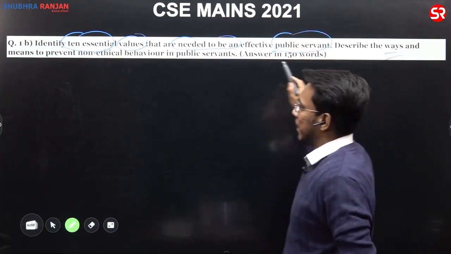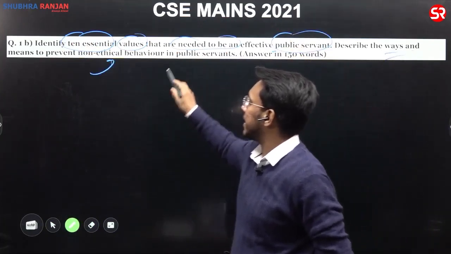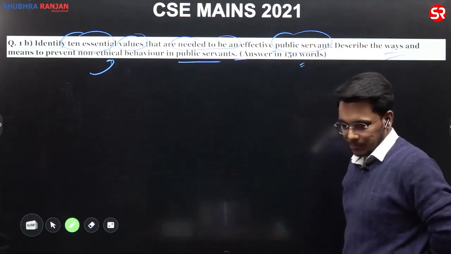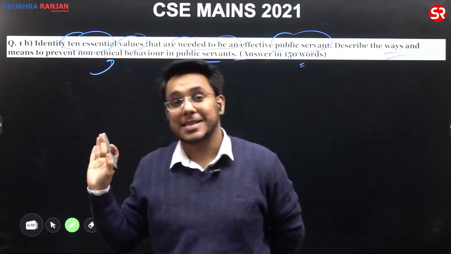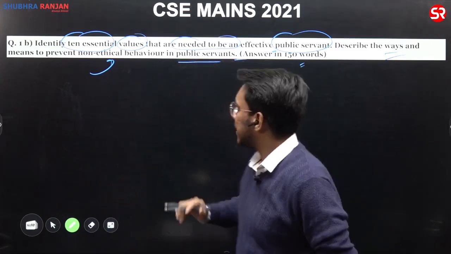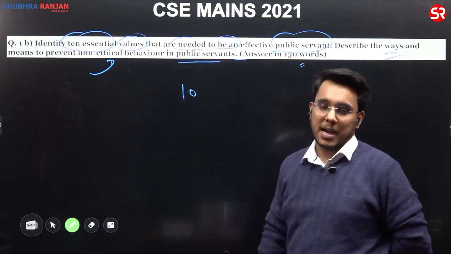Describe the ways and means to prevent non-ethical behavior in public servants. Here, 150 words. Now this I will call a lengthy question. Why? Number one, the 10 values are being asked here.